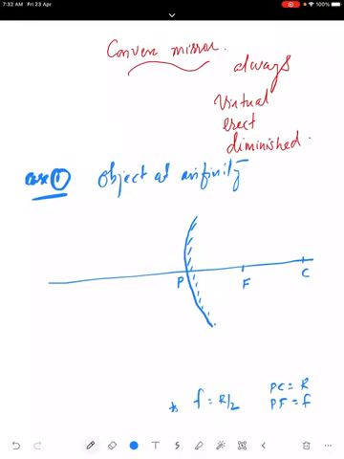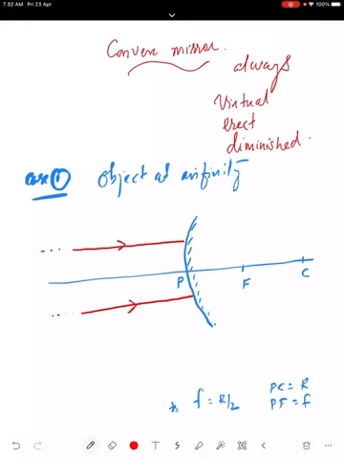So, in the case of convex mirror, first case, object is at infinity. Rays are parallel to principal axis and parallel to themselves. Object at infinity, you can put some dots in front of this line so that you can recognize that the light rays are coming from infinite distance.